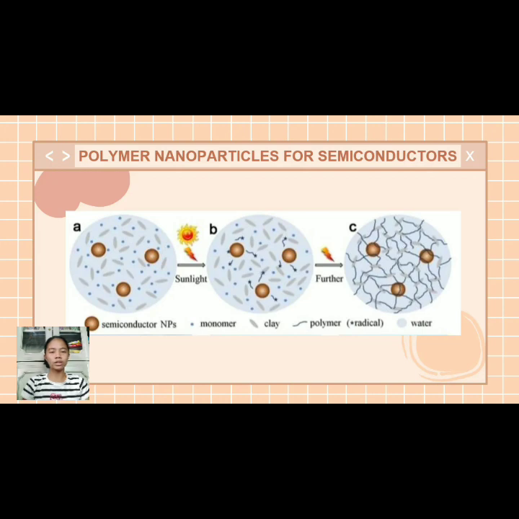Figure A: the semiconductor nanoparticles, monomer, and clay nanostructures are homogeneously dispersed in water. And B, when exposed to sunlight, polymerization is initiated by the semiconductor nanoparticles. And next is letter C. The nanoparticles and clay nanostructures are cross-linked to develop a 3D network.